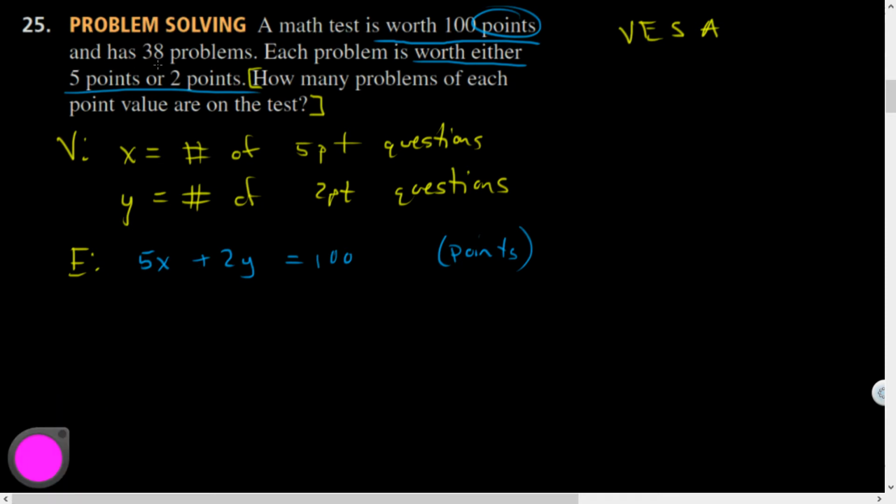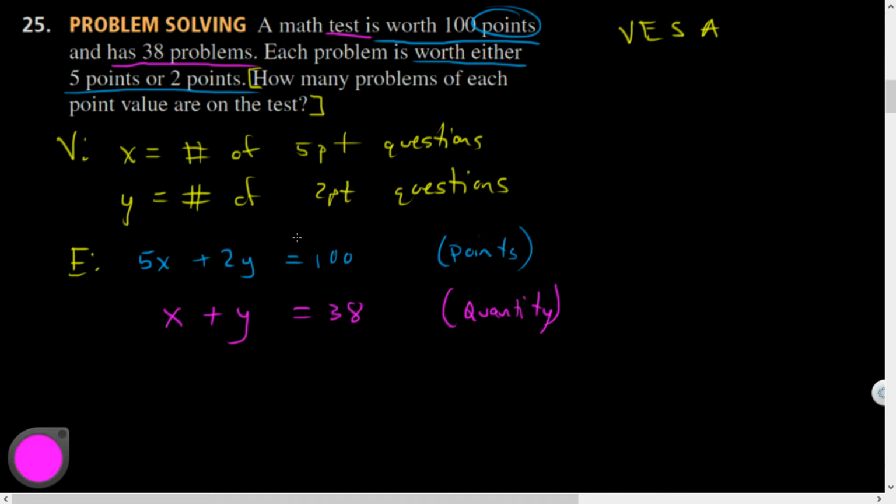Then this next equation is related to how many. So the test, right, has 38 problems. Okay, so this is going to be related to what I call quantity, or how many. So the total number of problems is 38. How could I write an equation related to that? Yeah, just plain old x plus y, right? The number of 5-point questions plus the number of 2-point questions is the total number of questions.